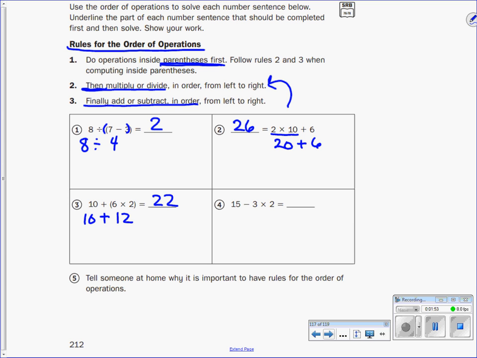Number 4, there's no parentheses. Okay, so I'm going to go to rule 2, which means I multiply first. 3 times 2 is 6, and 15 minus 6 equals 9.